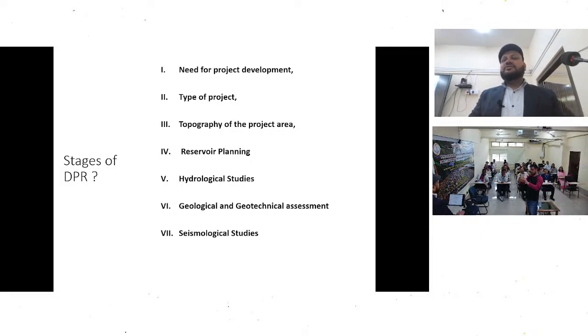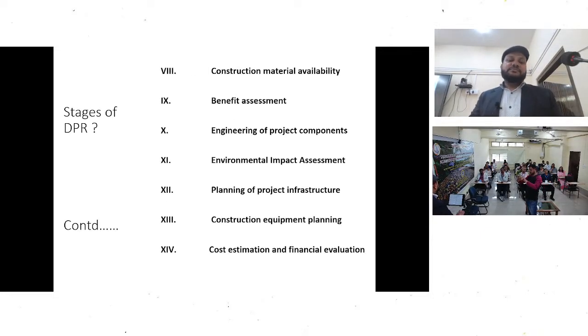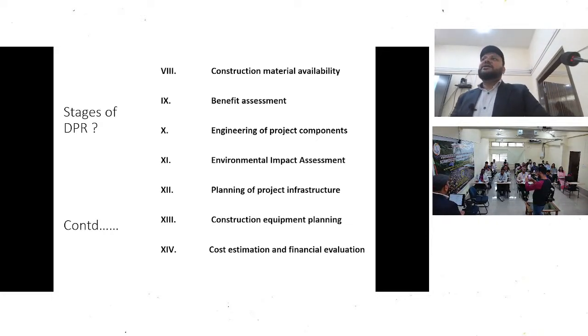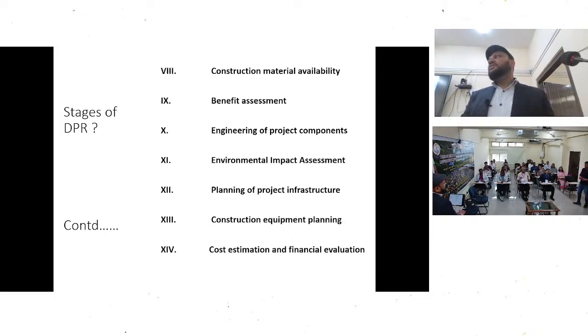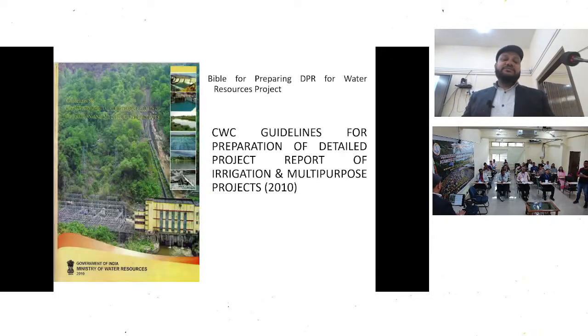seismologically active or not, in which zone it is coming, and construction materials availability, whether the construction materials are available or not. If available, then which is best suited, benefit assessment and BC ratio, engineering of the project components, environmental impact assessment, planning of project infrastructure, construction equipment planning, and cost estimation and financial evaluation. These are the stages. We have to evaluate any DPR on these parameters.